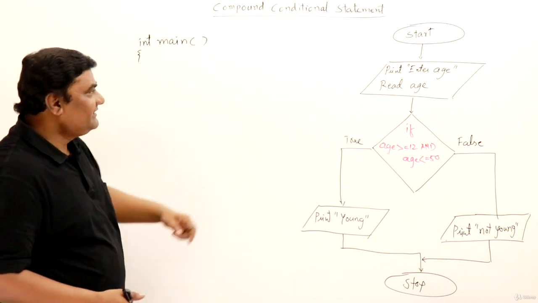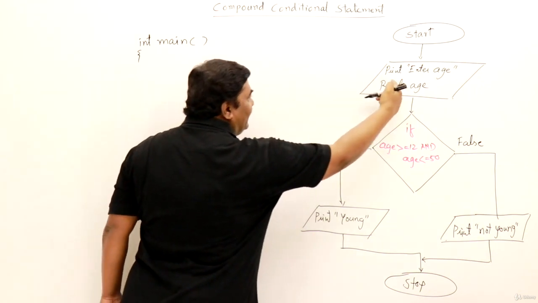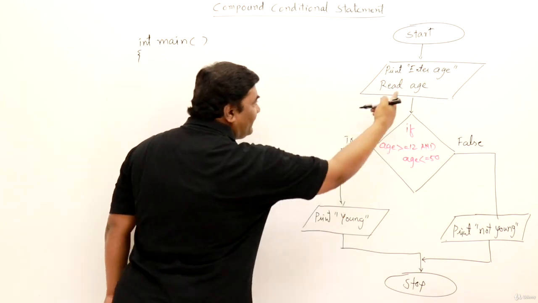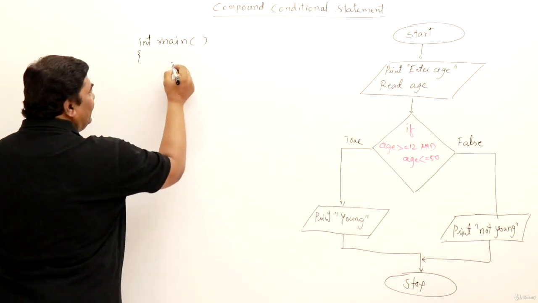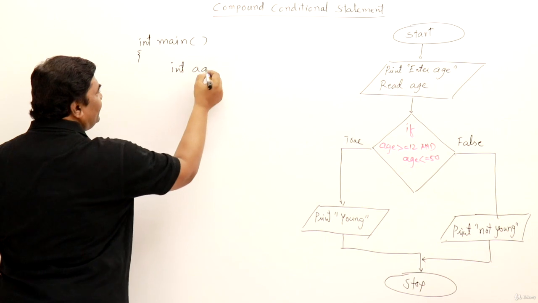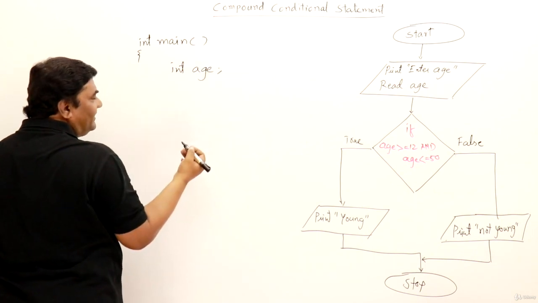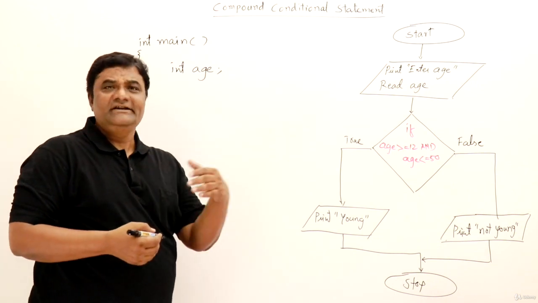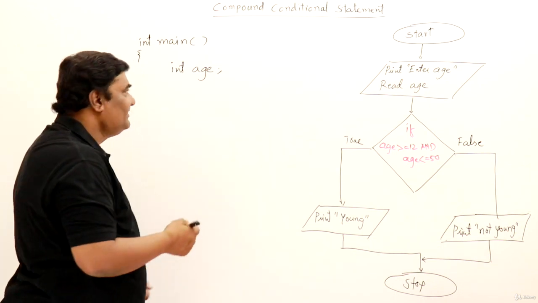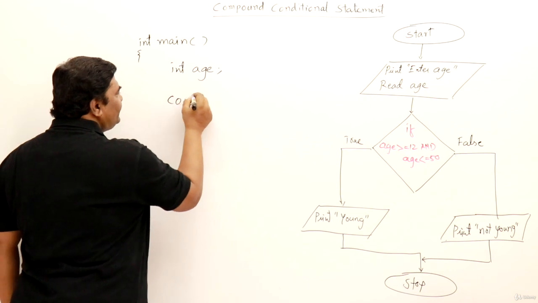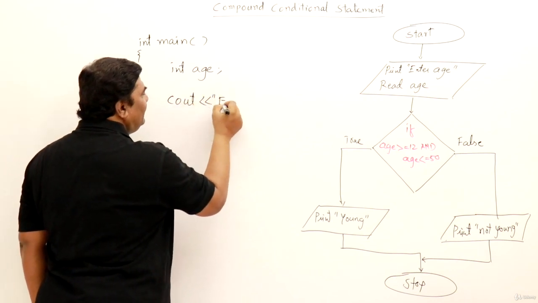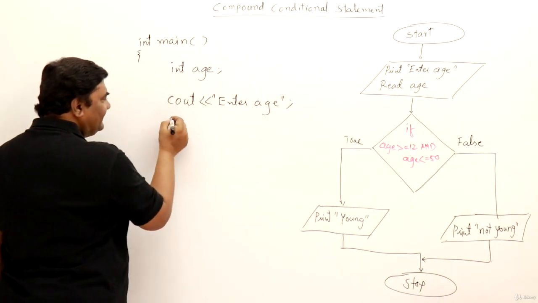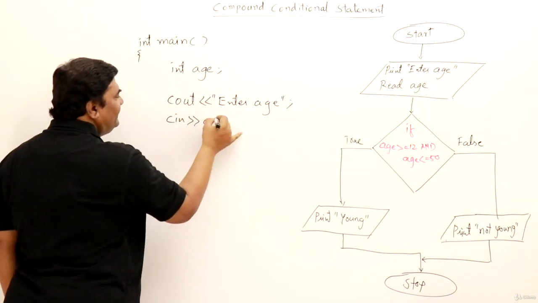Now let us convert this. What is the first thing? Enter age. So there is only one variable required in this program, that is age. I should declare age, which type? Integer type, right? We will not take 12.5 years or 12.75 years; it is 12 years or next is 13 years. So let us take it as integer. Then here I should give a message, cout enter age. Then cin, I should read the age value.